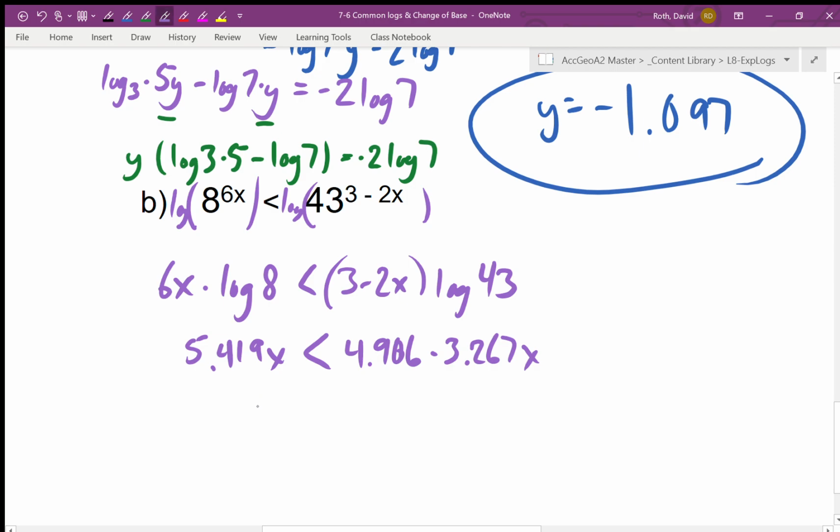Anyway, solving, 8.686x less than 4.906, whatever that was. And then x is less than 0.5641. Anyway, that's what I had last year.